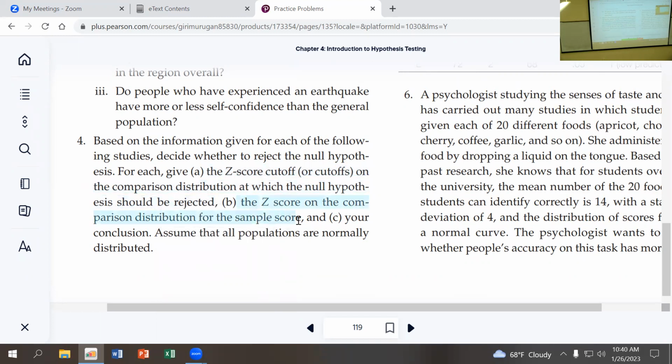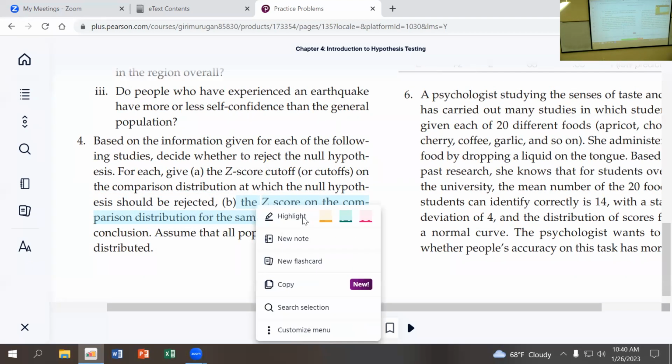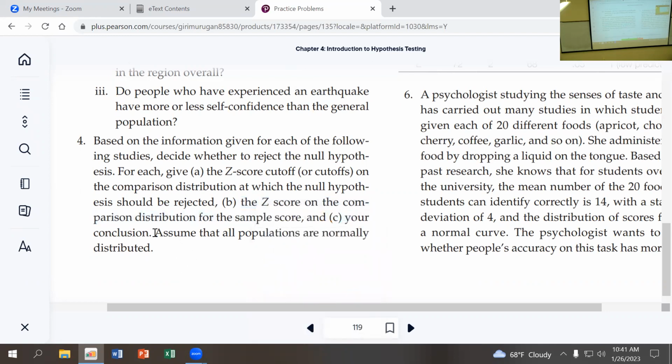The next step is to find the z-score corresponding to a sample value. The last one is an assumption.